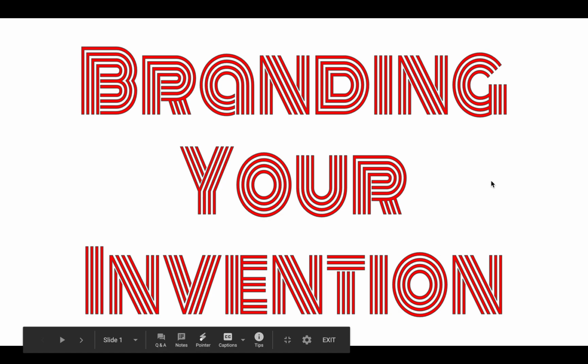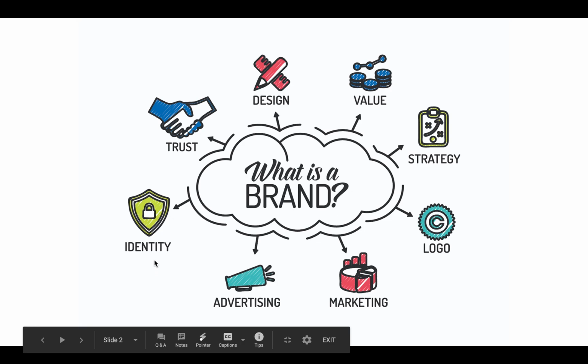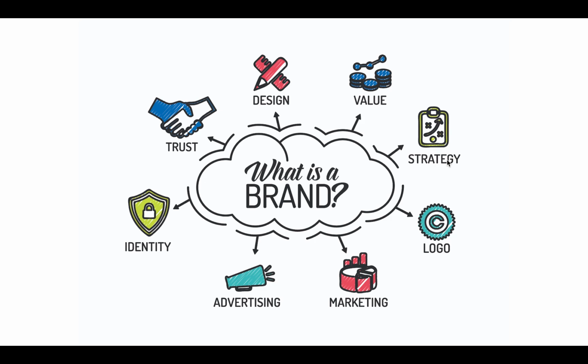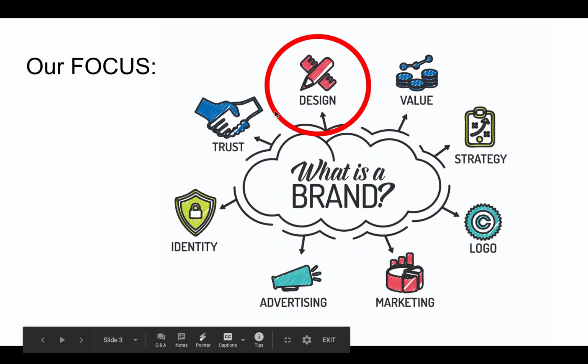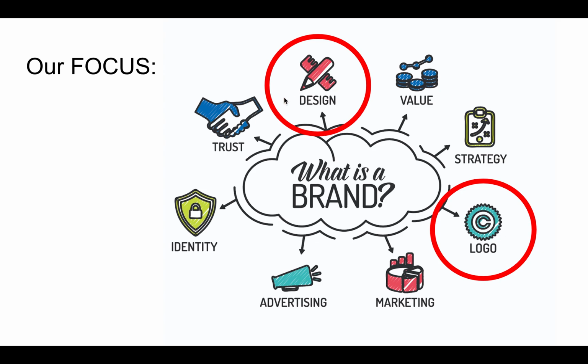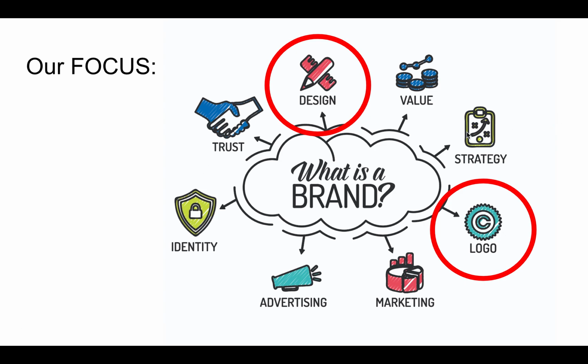All right, so branding your invention. What is a brand? A brand is a lot of different things, and every company has a brand. It's their identity, what makes them them. It's their value, strategy. How are they selling? How are they making their products? Marketing and advertising. That's how they're getting you to buy stuff. And also things like the logo and the design. So what our focus is going to be is the design and the logo. We're not going to worry about all these other things right now. You're actually working on some of that on your own when you're talking about your strategy for your invention.